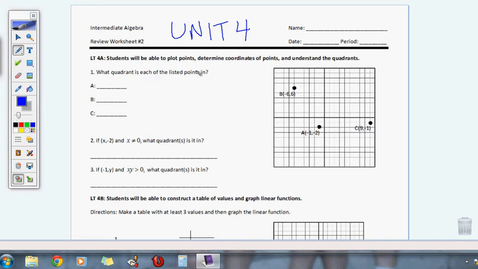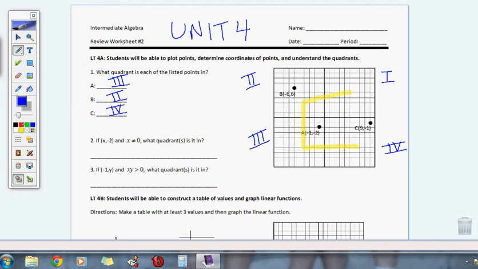Okay, so number 1, what quadrant is each of the points listed in? Hopefully we know that in Roman numerals, this is quadrant 1, we have quadrant 2, quadrant 3 here, and then quadrant 4 over here. Some people use the method of the C to remember the order. Start here and go around. All right, so here we go. Which one is point A in? Obviously point A would be in quadrant 3. Point B would be in quadrant 2, and point C would be all the way over there in quadrant 4.